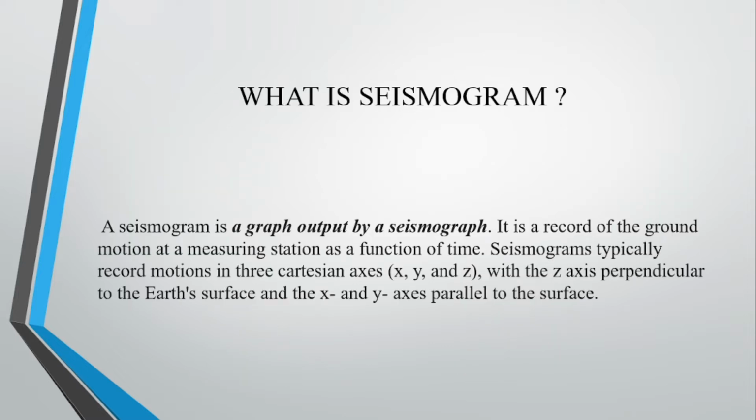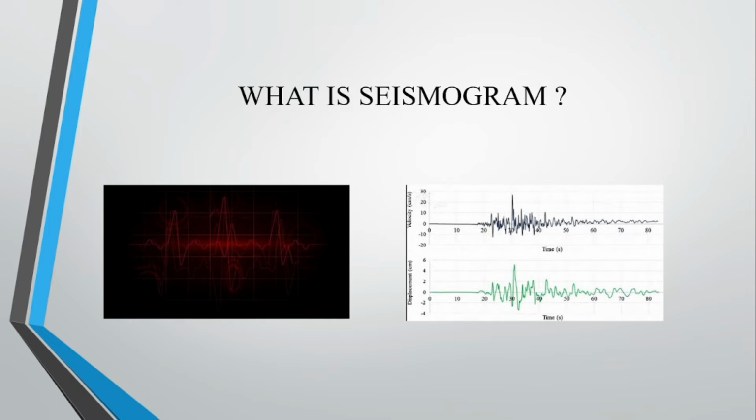Now what is a seismogram? A seismogram is a graph output by the seismograph. It is a record of ground motion at a measuring station as a function of time. A seismogram typically records motion in three Cartesian axes x, y and z, with the z axis perpendicular to the earth's surface and the x and y axes parallel to the surface. So these are some pictures of the seismogram.